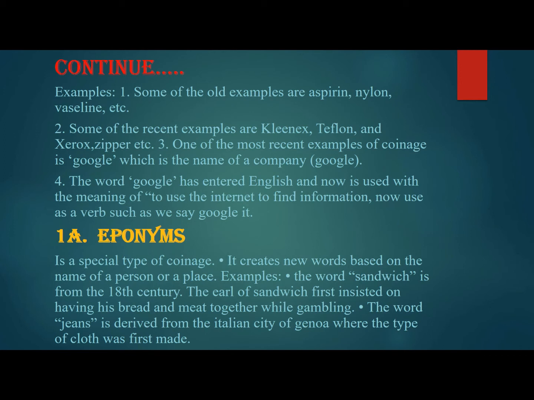Another important process which falls under coinage is the eponym. An eponym is a special type of coinage. It creates new words based on the name of a person or a place. For example, the word sandwich is from the 18th century. The Earl of Sandwich first insisted on having his bread and meat together while gambling, and this word sandwich was formed. And the word jeans is derived from the Italian city of Genova, where this type of cloth was first made. So the basic idea in eponym is that the words refer to the name of a person or a place.